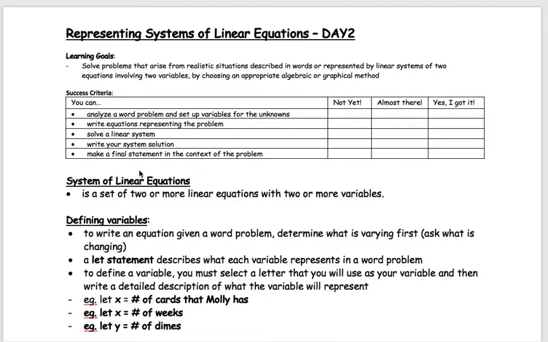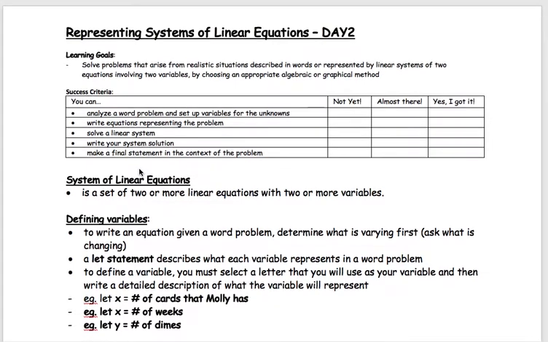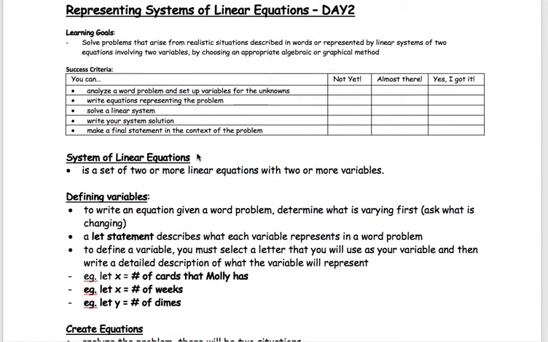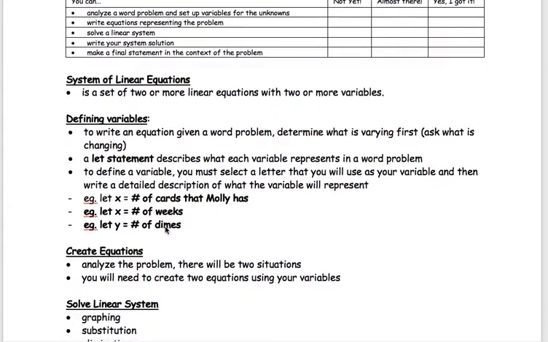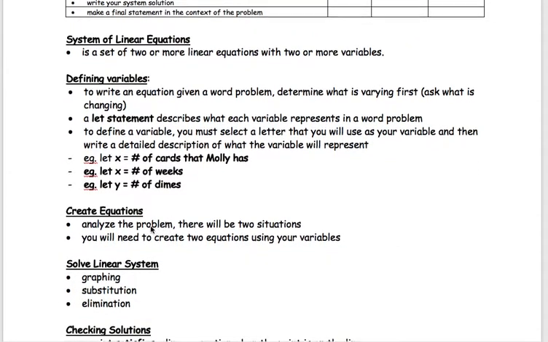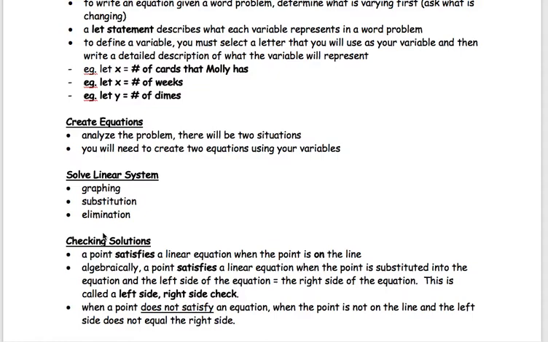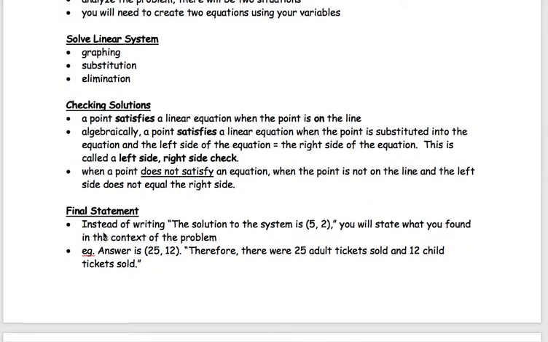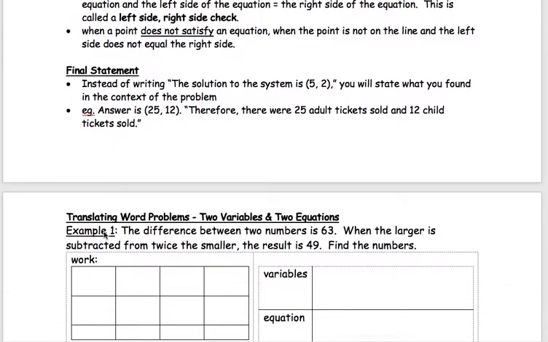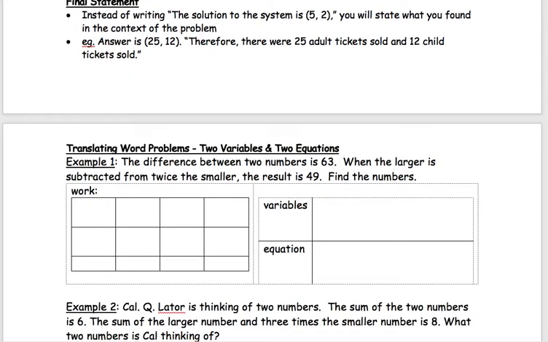Okay, so I've left the first part of the note the same as before, so that you know that you are going through the process of defining variables first, creating equations, and then we will eventually get to solving and checking the solutions and writing our final statements. All right, for now, let's just get right to the number word problems.